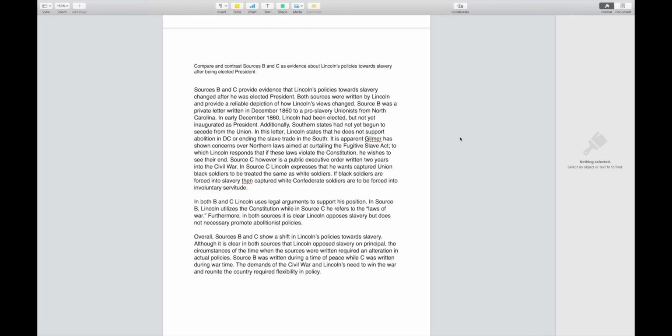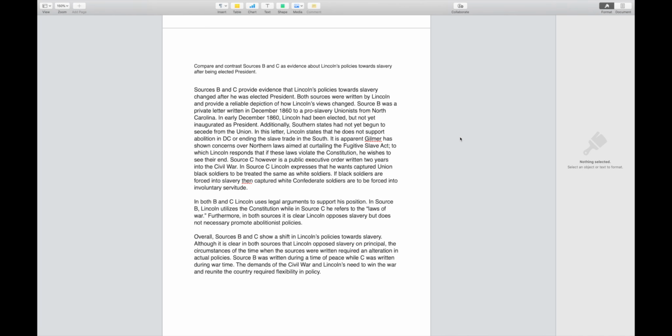So clearly I'm not just saying, yeah, they're different, and this is how they're different, and yeah, they have similarities, and this is how they're similar. I'm showing why it's important that his policy shifted and how they did. That would really push that from a level 3 up into the level 4 range.